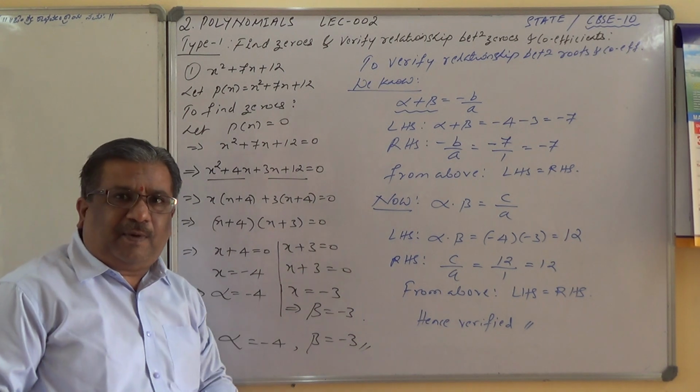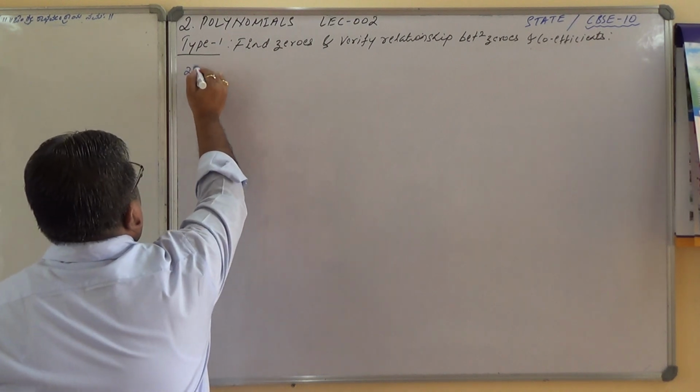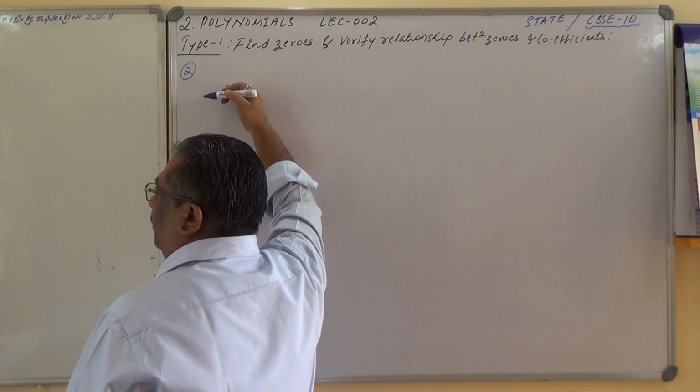So I'll take up the next problem. Note down. Let us take the second problem. Find the zeros of the quadratic polynomial and verify the relationship between zeros and coefficients.